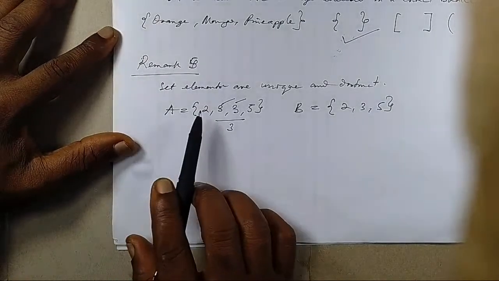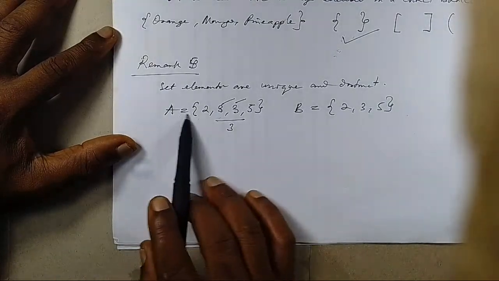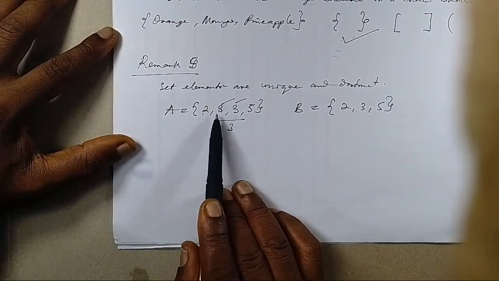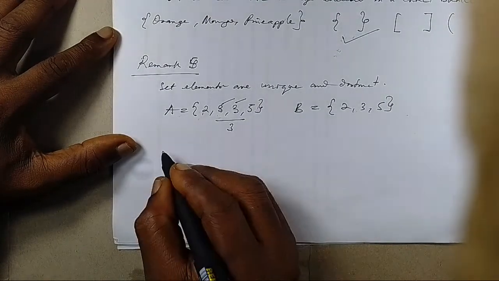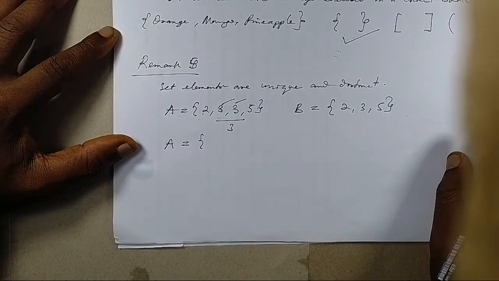So in that sense, these two sets are the same, simply because all we see in set theory as it concerns these two sets is 2, 3, 5, no matter the fact that 3 occurs 2 times. Another thing you must take note of is this. Order does not matter in a set.